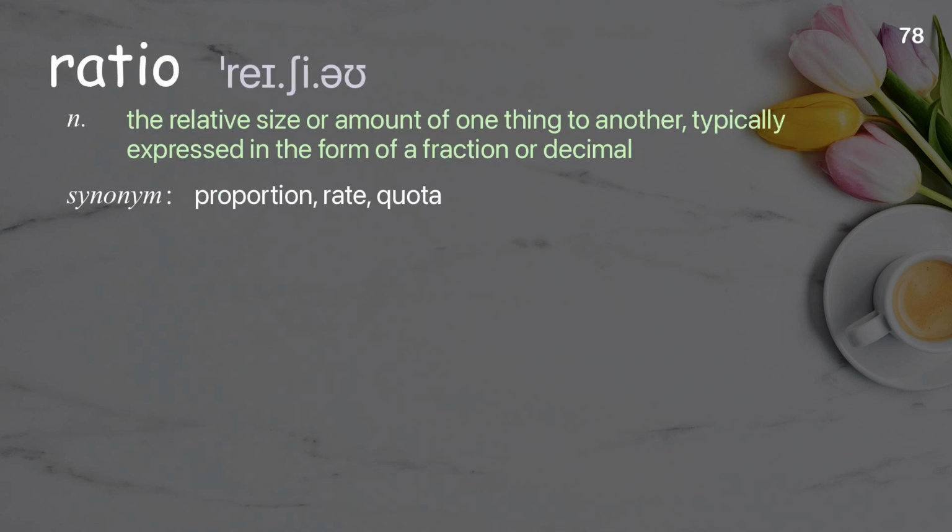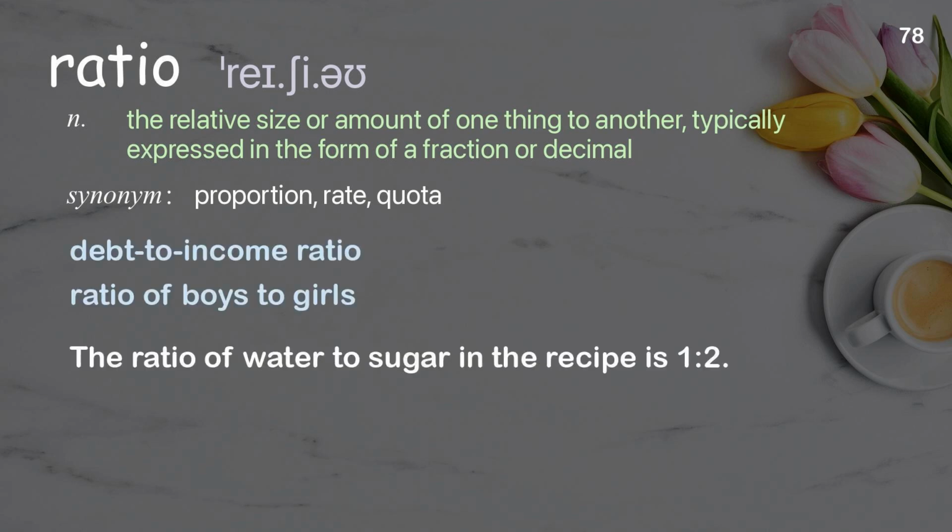Ratio. The relative size or amount of one thing to another, typically expressed in the form of a fraction or decimal. Examples: Debt-to-income ratio. Ratio of boys to girls. The ratio of water to sugar in the recipe is 1:2.